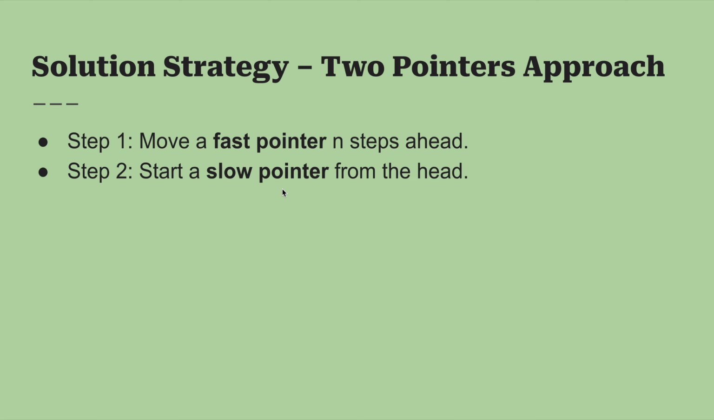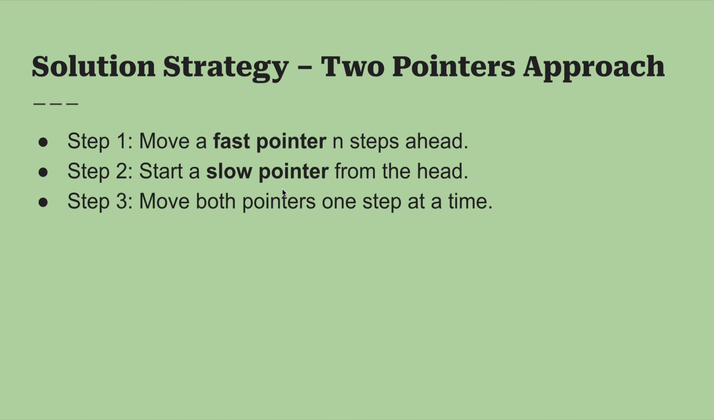We'll see the visualization and you will understand, don't worry. Then we'll move both pointers one step at a time. Slow and fast both start from the head, but the fast pointer will move n steps ahead first. For the first time, the fast pointer will move to 2, but after that both pointers will move one step at a time.